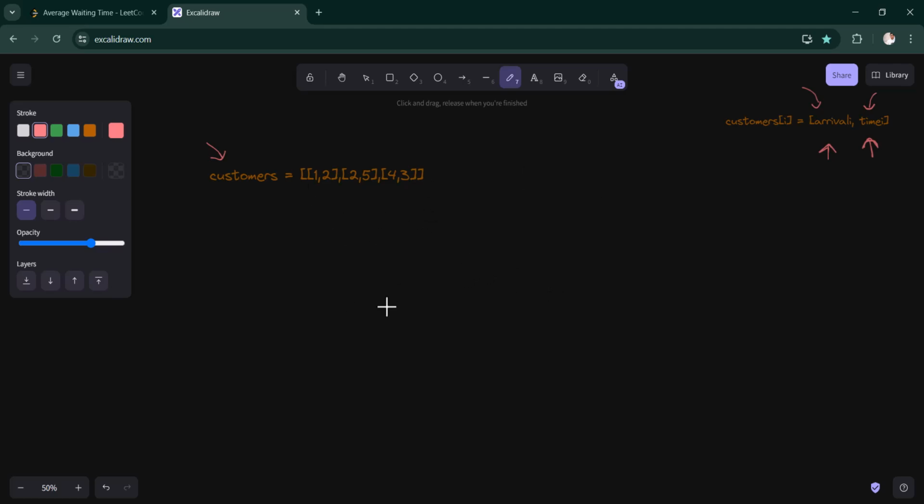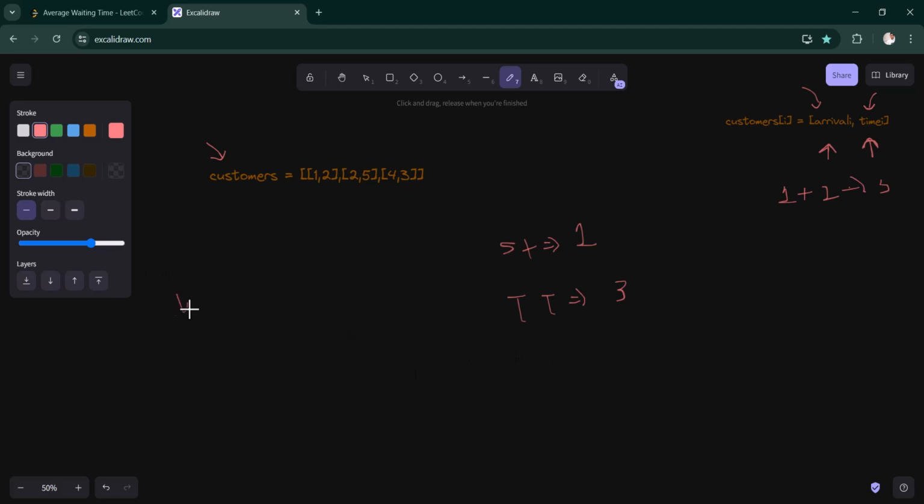Let's say we have a start time and a total time taken to finish. The chef will start when the first customer arrives, and the first customer has arrived at time one, so the start time is one. How much time will it take to prepare that order? It will take 2 units, so the total time will be three for now.